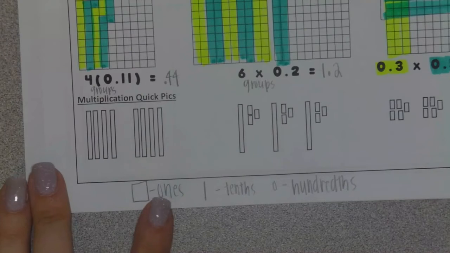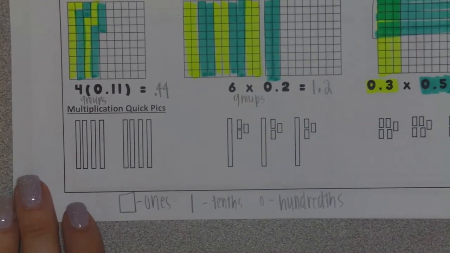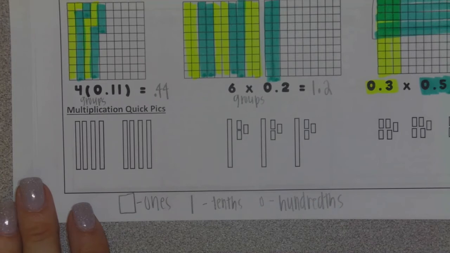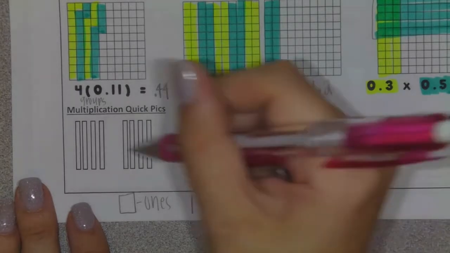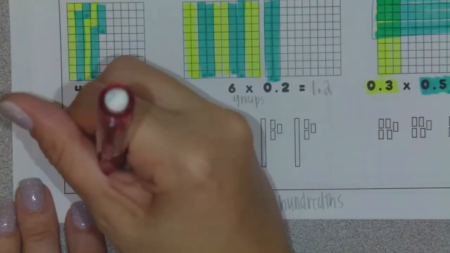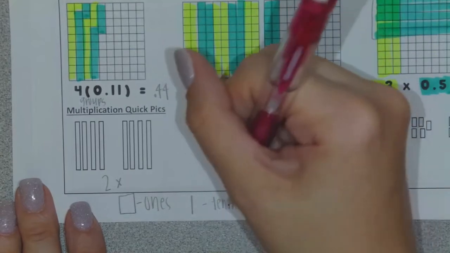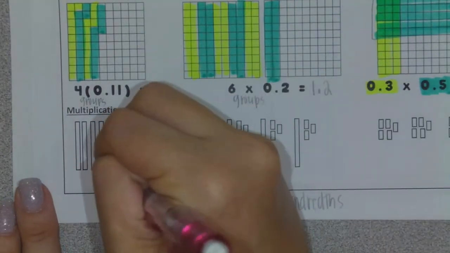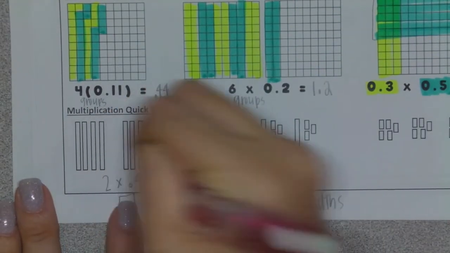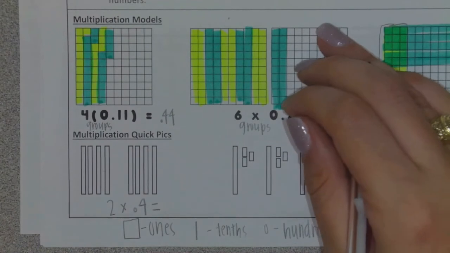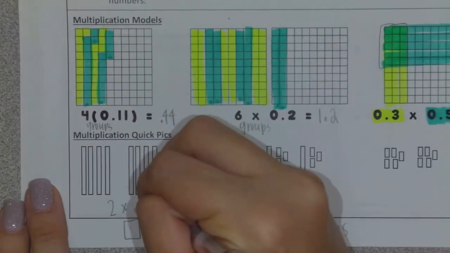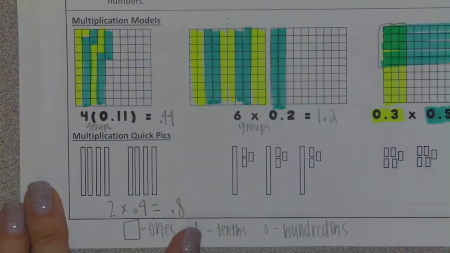Quick picks are only shown for a whole number times a decimal. That's it. There's no decimal times decimal. It's just a whole number times a decimal. So the whole number represents how many groups you have. So that's always the one that I tend to start with. So I see that I have 2 groups here. And inside each group, I have 4 rods. Well, since those rods represent tenths, that means I have 4 tenths. So this problem here is 2 times 4 tenths, which gives me a final answer of 8 tenths.